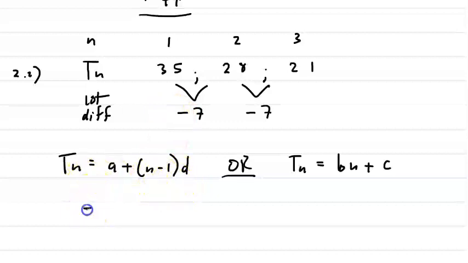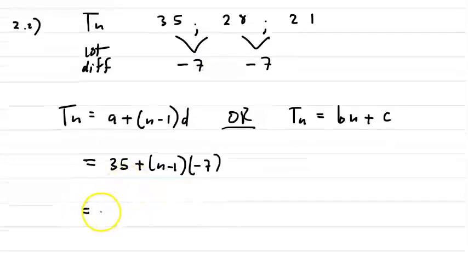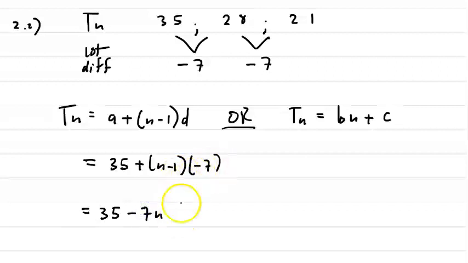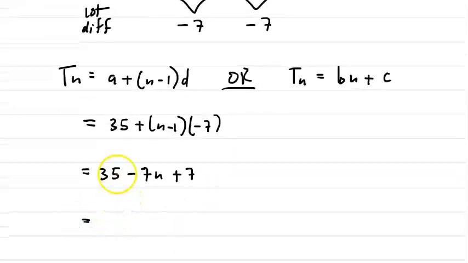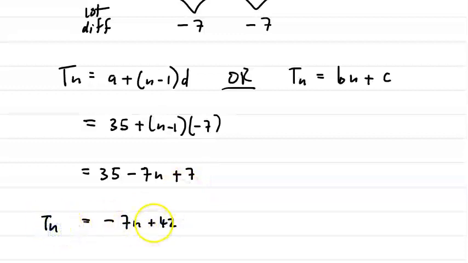So Tn equals, the first term is 35, plus n minus 1, so we don't know the value for n, times d, the difference, which is negative 7. Let's open the brackets and simplify. 35 minus 7 times n is minus 7n. And minus 7 times minus 1 is positive 7. So we are left with 35 plus 7, which is 42. So we got minus 7n plus 42. So our general term is Tn equals minus 7n plus 42.